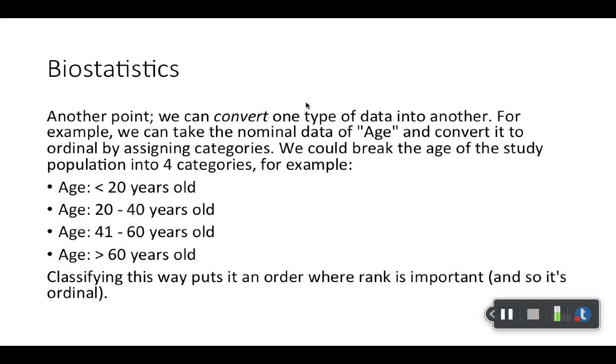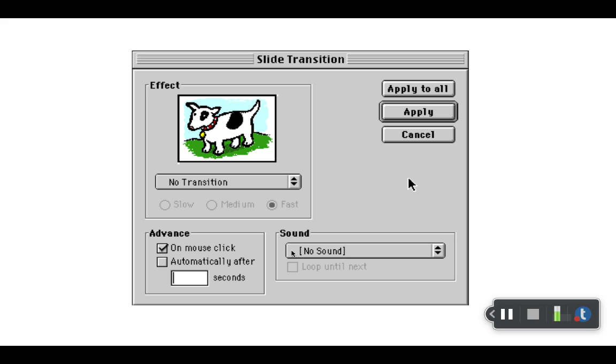Another point is you're not supposed to convert one type of data into another. So you shouldn't take the nominal data of age and convert it to ordinal by assigning categories. But you can break the ages population into 4 categories. But classifying it this way puts it in an order where rank is important, and then it becomes ordinal. Because remember, with ordinal, the rank is important, like with the heart failure classes.